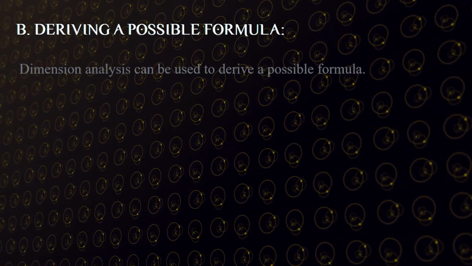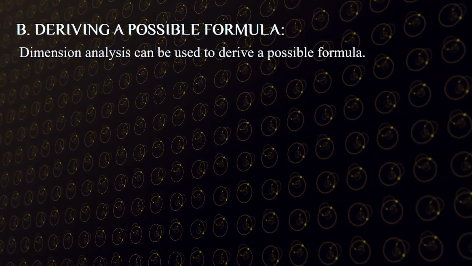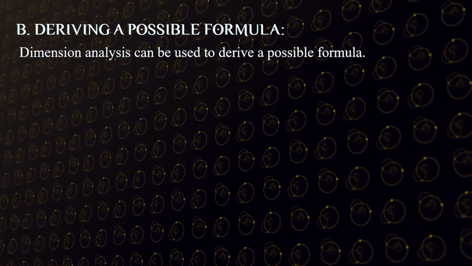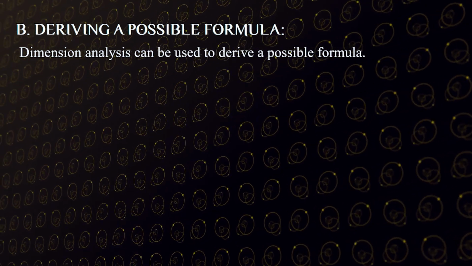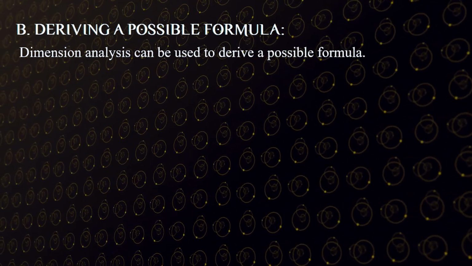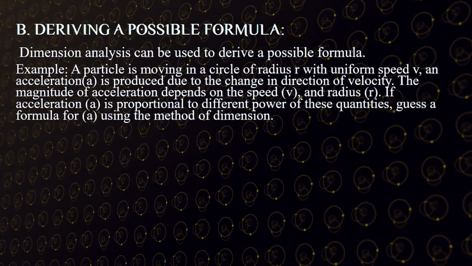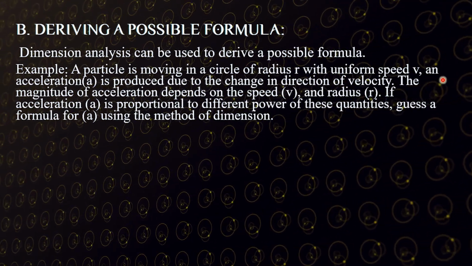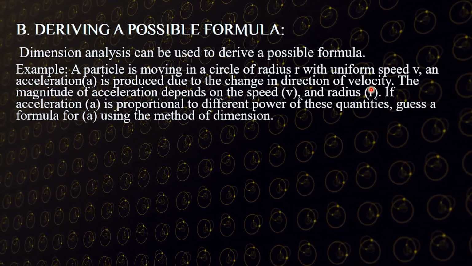Deriving a possible formula using dimensional analysis. So dimensional analysis can be used to derive a possible formula. Deriving a relation for a physical quantity depends on the correct guessing of various factors on which the physical quantity depends. Let us see an example. A particle is moving in a circle of radius r with uniform speed v and acceleration a is produced due to the change in the direction of the velocity.